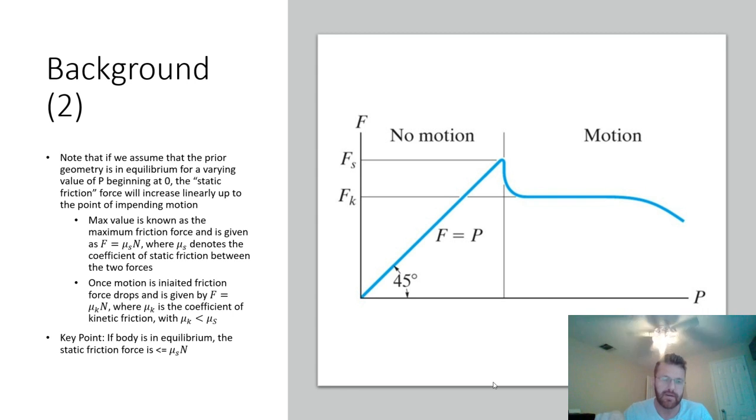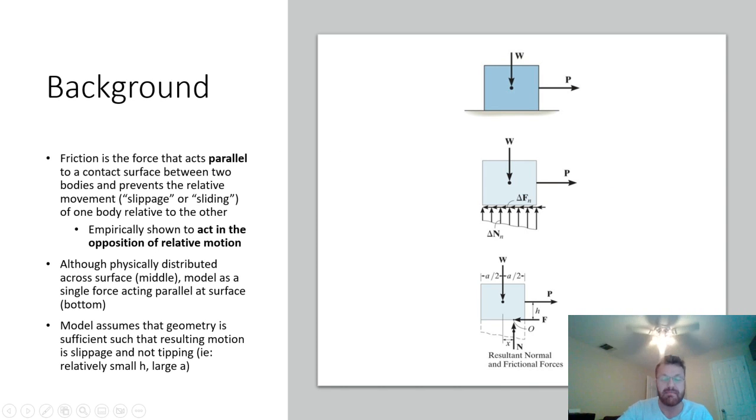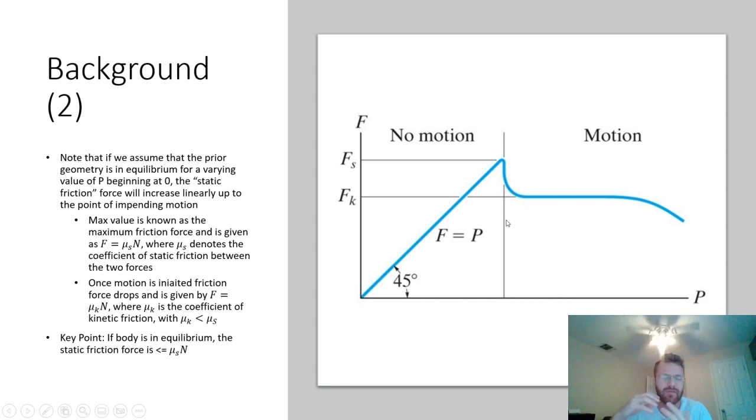So in terms of a background, if you've ever taken a physics class or after this class, this is one graph that you're going to have to know. And this is something that we're going to have on the final exam as well. Basically what it shows is if I were to vary the magnitude of this force P, the amount that I'm trying to push that block to induce motion in the horizontal direction, what actual frictional force is being applied.